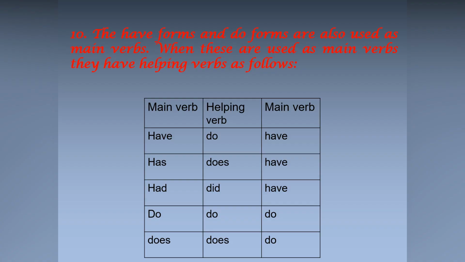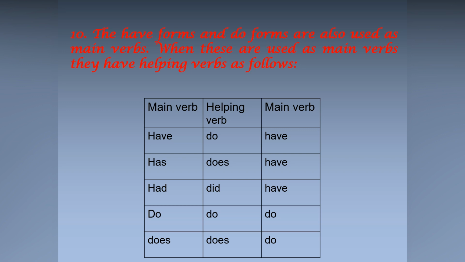When these are used as main verbs, they have helping verbs as follows. Have and do forms sometimes act as helping verbs. You learned this in kinds of verbs. Under kinds of verbs, you learned when we use have forms and do forms as main verbs. Okay, have, do. What will come for main verb? Have only. Has, does, have only. Had, did, have only. Do only. Does, do only. Okay, you will come to know this later.